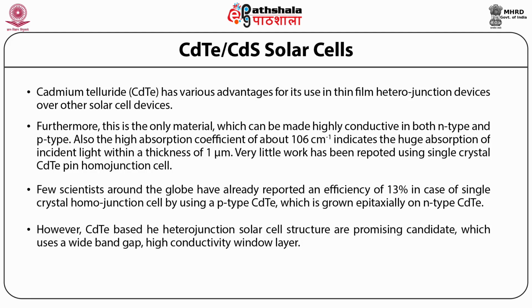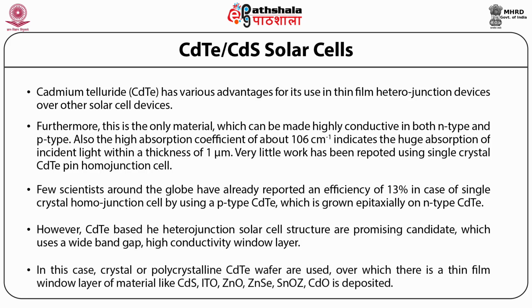heterojunction solar cell structures are the promising candidate, which use a wide band gap, high conductivity window layer, etc. In this case, single crystal or polycrystalline cadmium telluride wafers are used, over which a thin film window layer of materials like cadmium sulfide, ITO, zinc oxide, zinc selenide, tin oxide, or cadmium oxide is deposited.